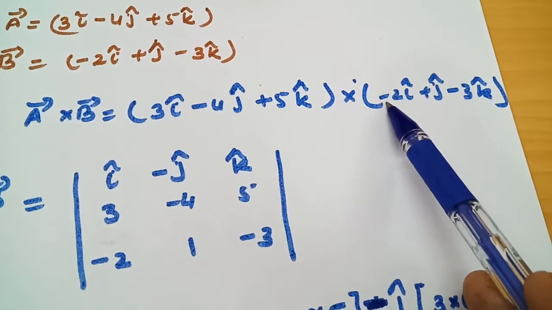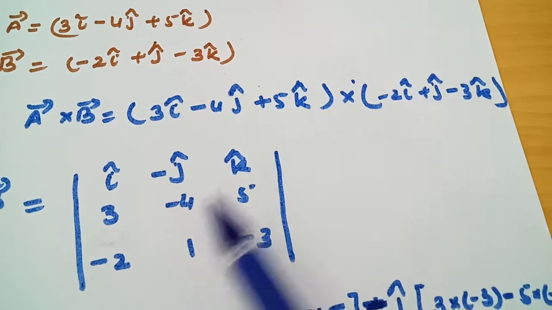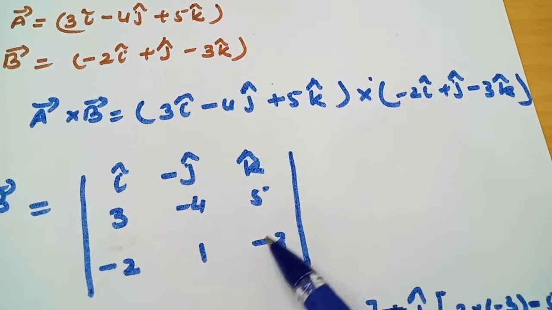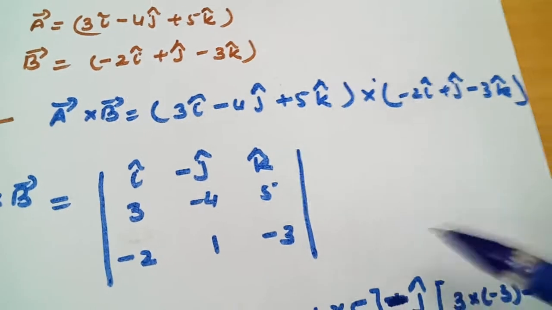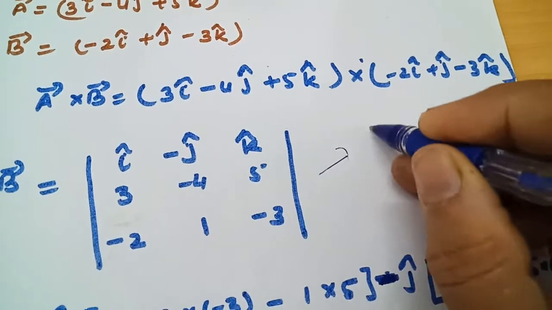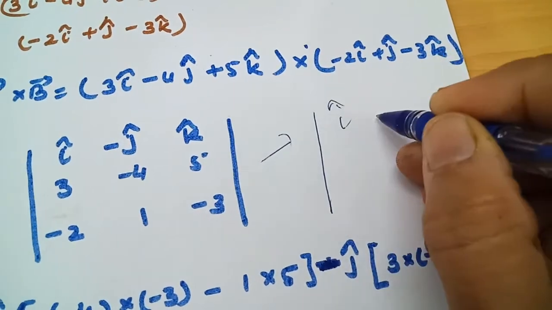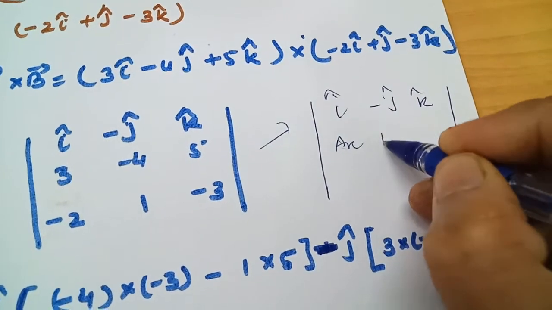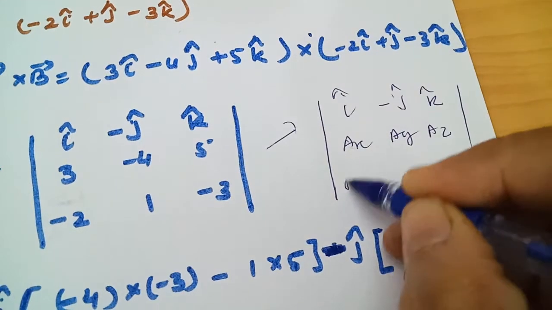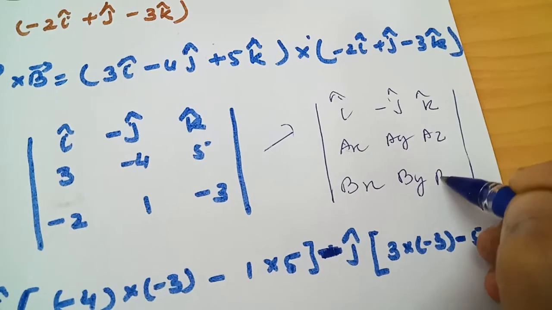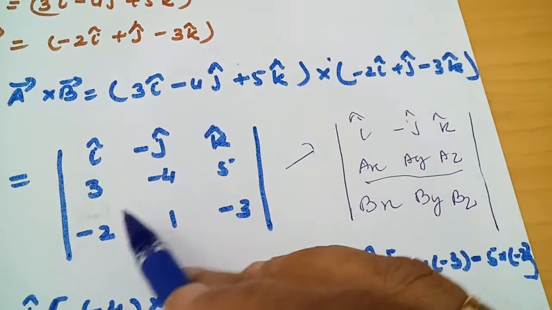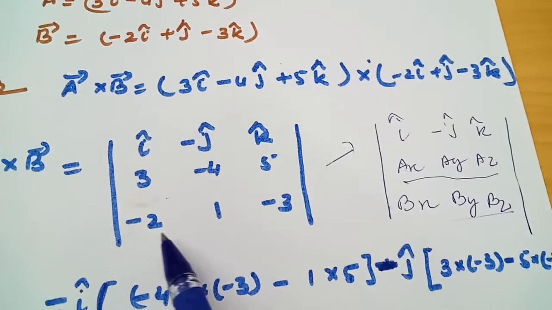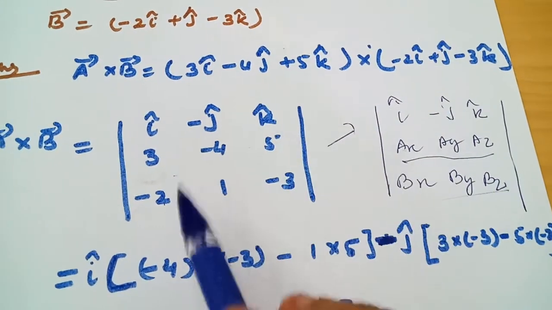Now these are Bx, By and Bz. So Bx is minus 2, By is 1 and Bz is minus 3. Generally you write the determinant in this manner: i cap, minus j cap and k cap, then Ax, Ay and Az, and then Bx, By and Bz. I have written these values from the equations. You have to take the signs also from the equations.